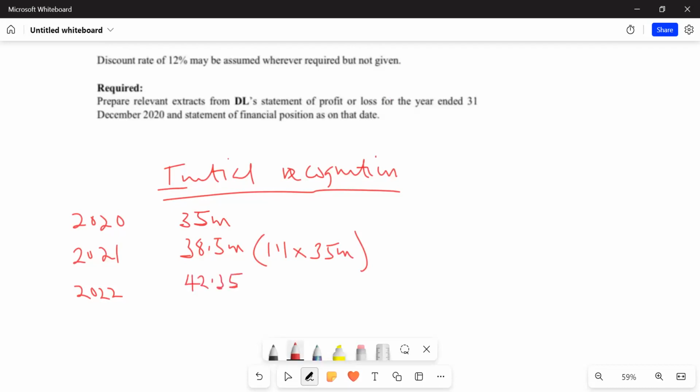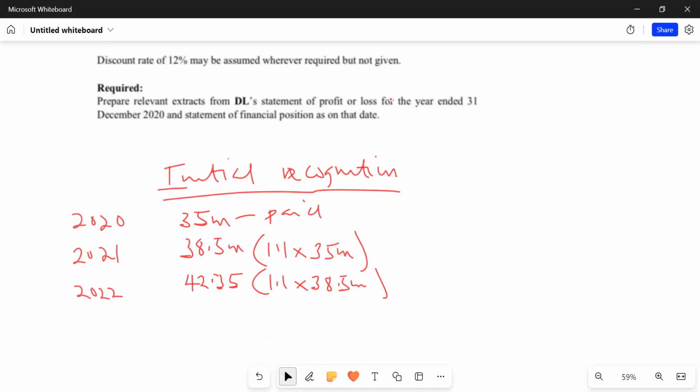So we increase 1.1 times 38.5. So every year, the lease liability will increase by 10%. So we have done the increments. So this is what we are going to do. But we have already paid this one. So these are the ones that we are here to pay. So this is what we are going to use to determine our lease liability at the date of the agreement.